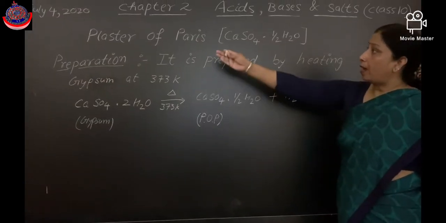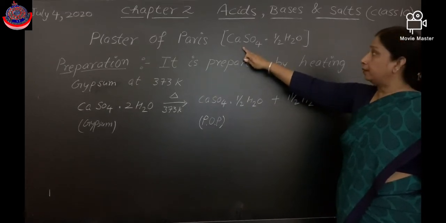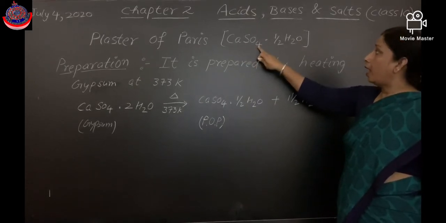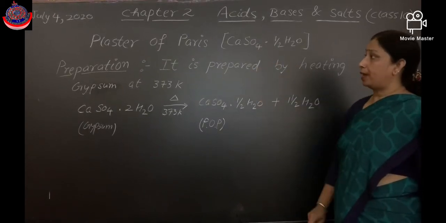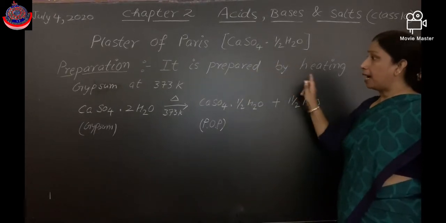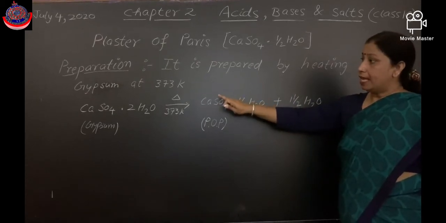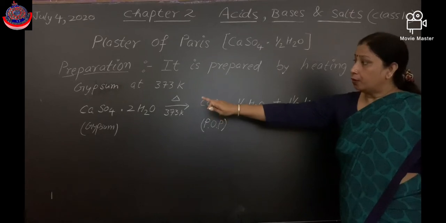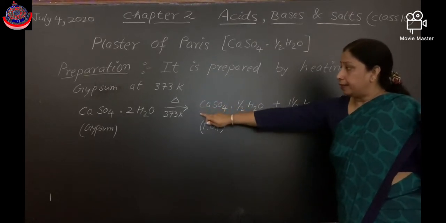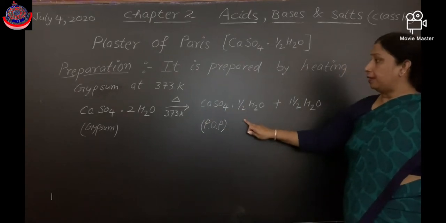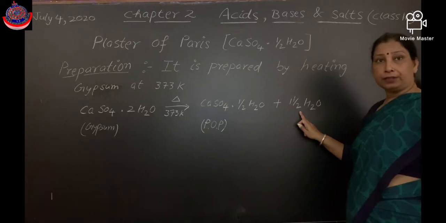Students, now plaster of Paris. Chemical formula of plaster of Paris is CaSO4 with half molecule of water. Preparation of plaster of Paris. It is prepared by heating gypsum at 373 Kelvin. CaSO4 with 2 molecules of water, this is gypsum. By heating, it forms POP, meaning plaster of Paris, and 1.5 molecules of water.